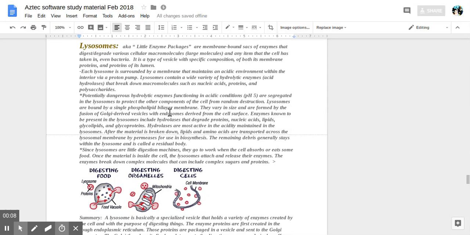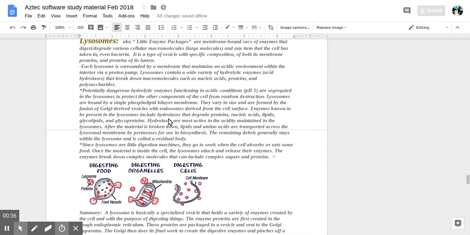We're learning about cell biology and life science. Going through my notes, in a nutshell. We're going through one organelle in the cell, the lysosome, which is an important organelle. It is a membranous sac used to digest or degrade cellular macromolecules or even bacteria.